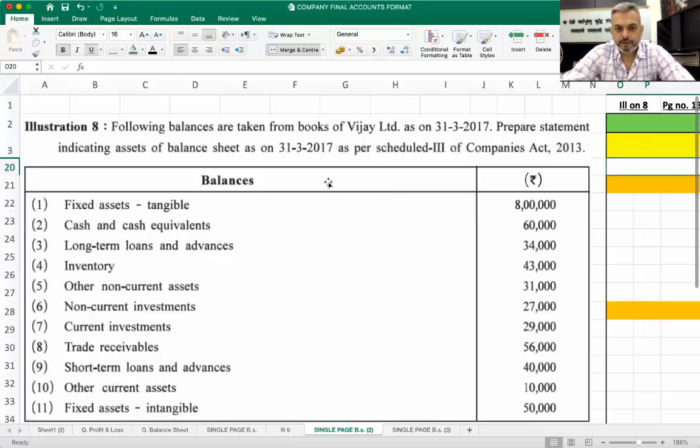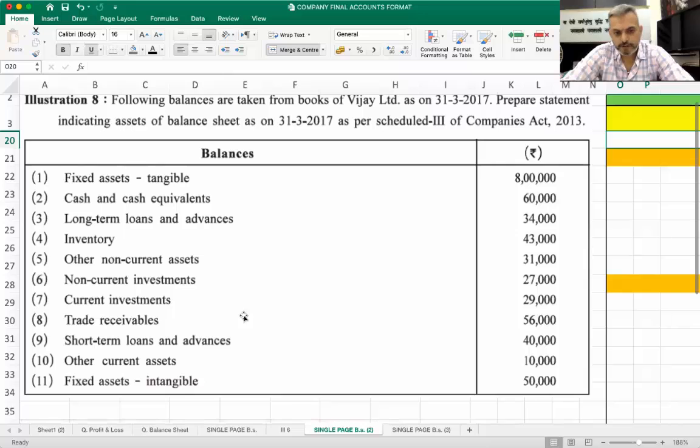Now you can see over here balances are given: fixed asset tangible, cash and cash equivalent, long-term loans and advances, inventory, other current asset, non-current investment, trade receivable, short-term loans and advances, other current asset, and fixed asset intangible. So here you can see all of them are basically under the balance sheet heading of assets.